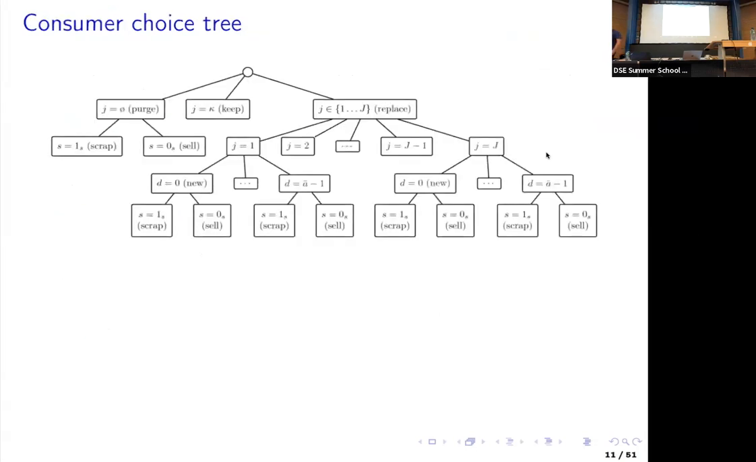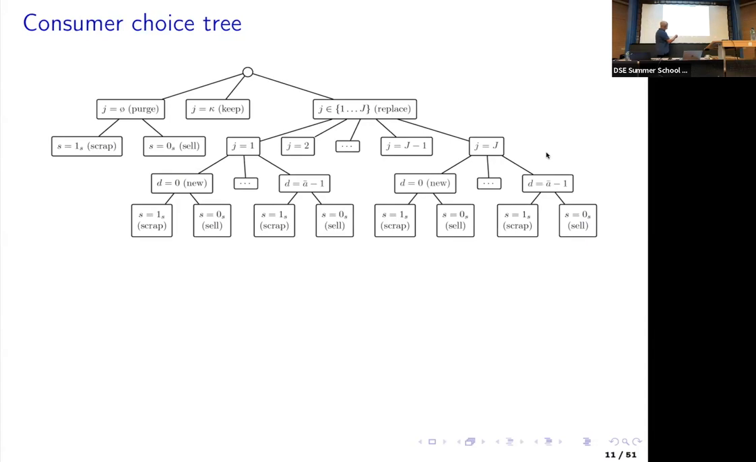Okay, so here's the choice tree. So before there was only 2 ways, replace or not replace. Today you wake up in the morning with a car, you can decide to purge it, okay, get rid of it, in which case you have to think about what to do with the old car, right? Scrap or sell. You can keep it, and then there's no scrapping or selling choice. You just have the same car, and the next period is just a year older. Okay. Or you can replace it.